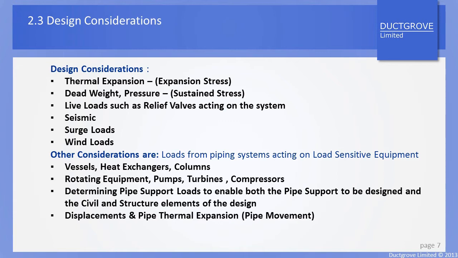Pipe support loads can be determined by pipe stress analysis. This information is then provided to the civil and structural section. This information is then used to enable the structural elements to be designed. Pipe displacements and thermal expansion should be noted. This information is then used to ensure you have a clash-free system.